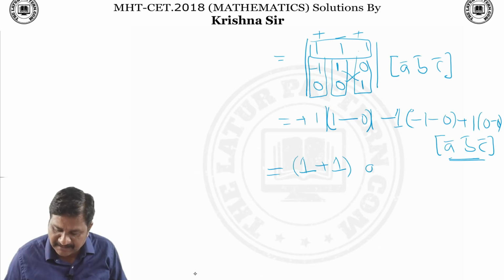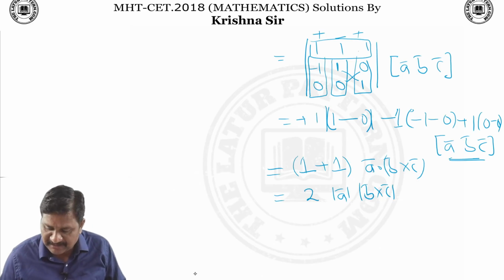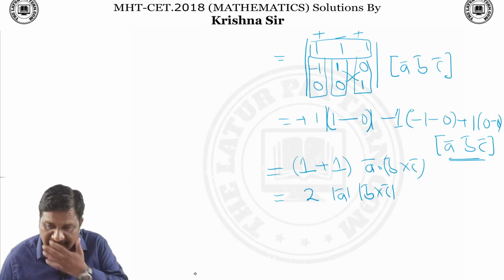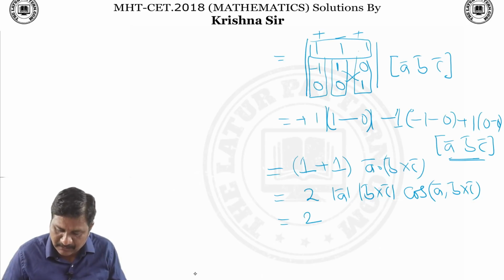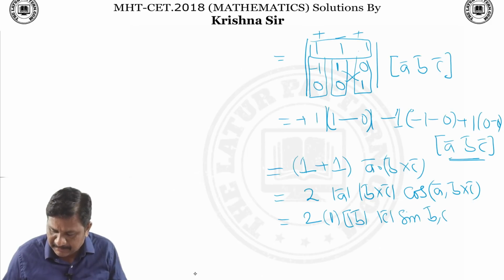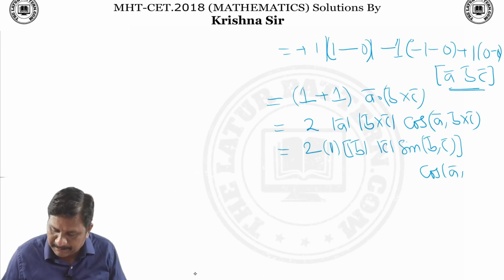This box ABC can be taken as A bar dot B cross C. Now this 2 into A dot B cross C, we get the formula: mod A into mod of B cross C into the dot product, that is cos of the angle between A bar and B cross C. Now 2 into mod A, which is given as 1, and mod of B cross C is mod B mod C into sine of the angle between B and C, multiplied by cos of the angle between A and B cross C.